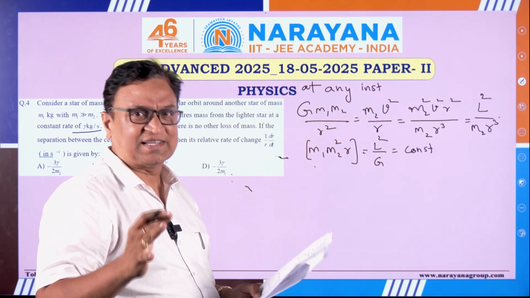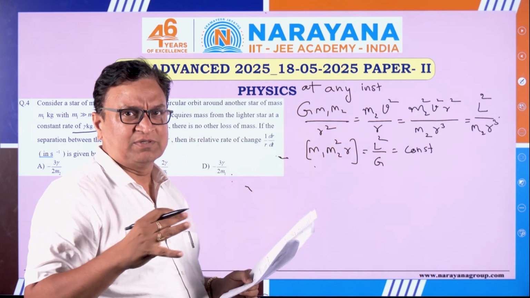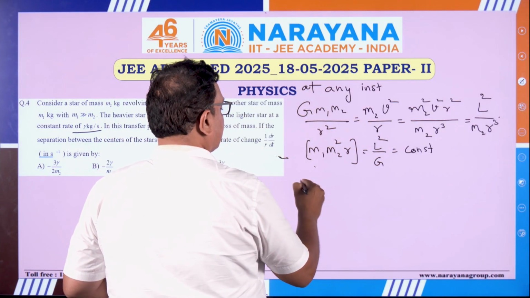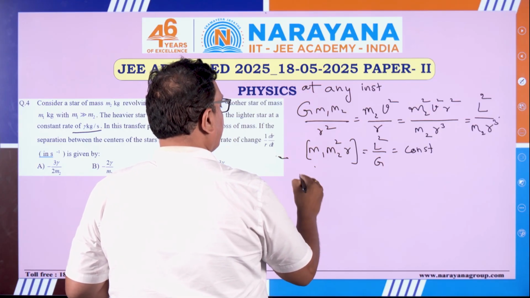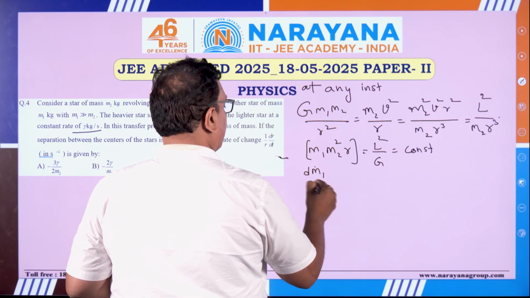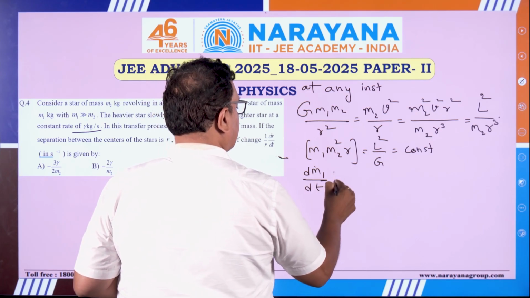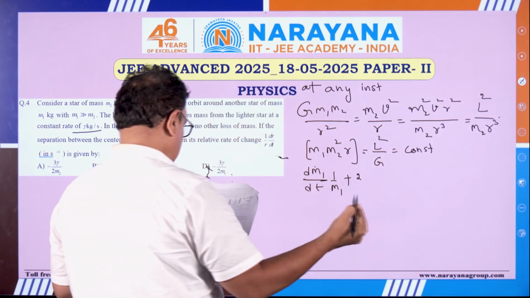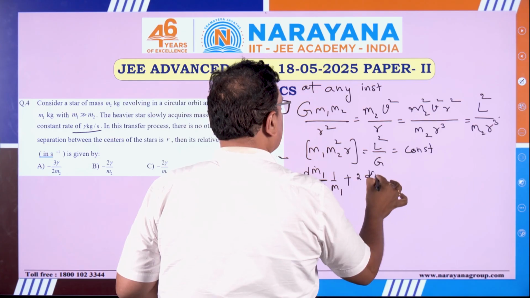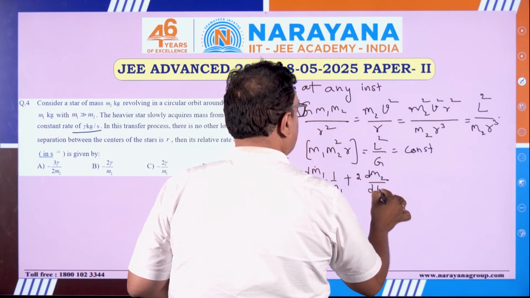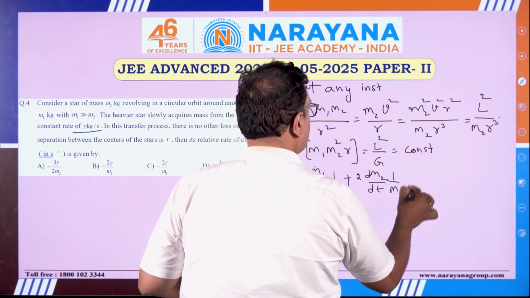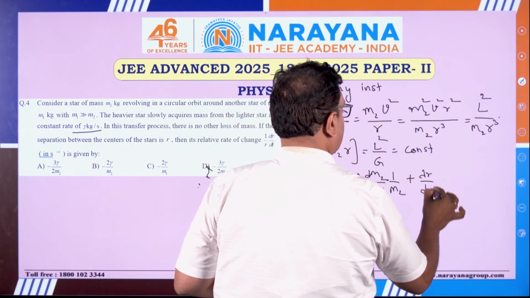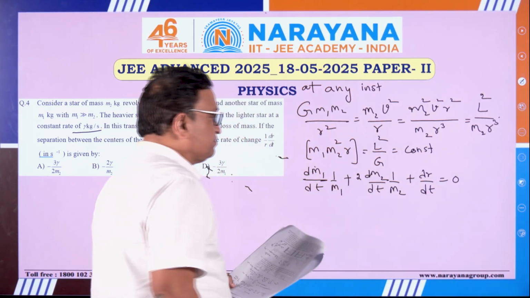And it's a slow process. As my understanding, it's a slow process, losing it at a slower rate. Then what happens is just do differentiation of this. So this you will get as dm1 by dt times 1 by m1 plus 2 times dm2 by dt times 1 by m2 plus dr by dt is equal to 0.